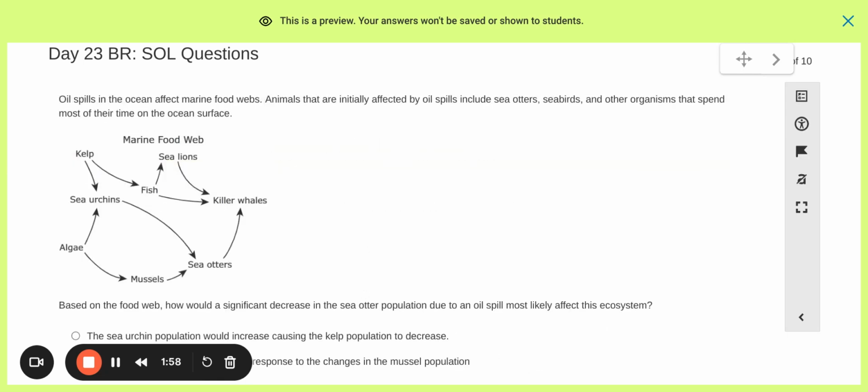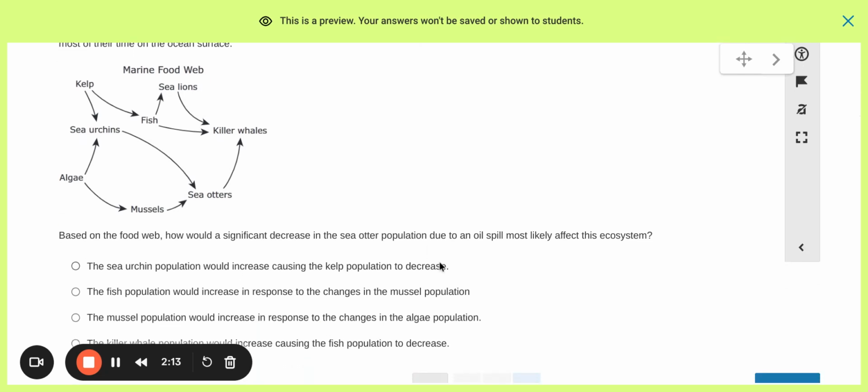Oil spills in the ocean affect marine food webs. Animals that are initially affected by oil spills include sea otters, seabirds, and other organisms that spend most of their time on the ocean surface. Based on the food web, how would a significant decrease in the sea otter population due to an oil spill most likely affect this ecosystem?